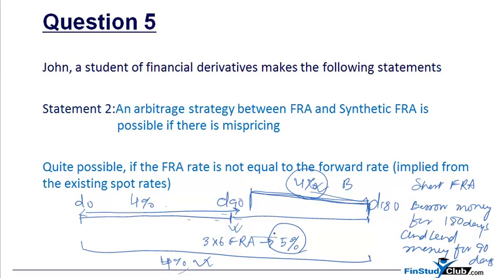Alright, and which is essentially going to be a function of the difference between the implied forward rate and the FRA. So quite important, guys. I think you should be spending a little more time on the comparison between FRA and synthetic FRA, and how to create a strategy which will help me make some arbitrage profit out of the discrepancy between the two.